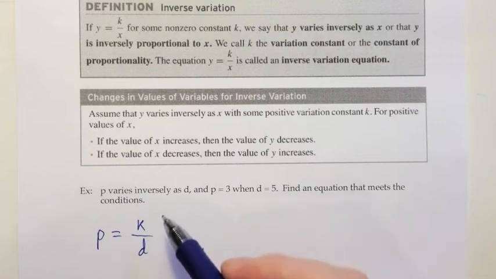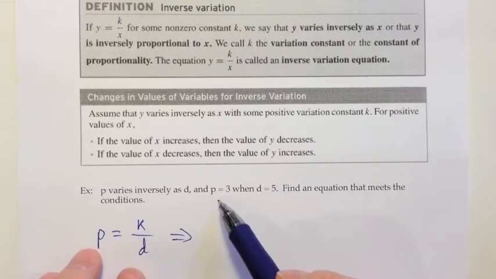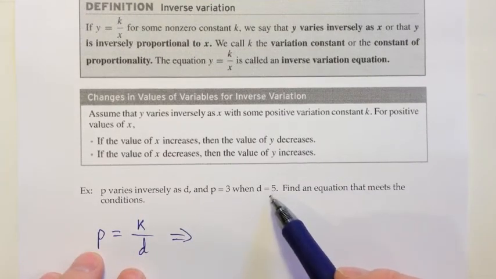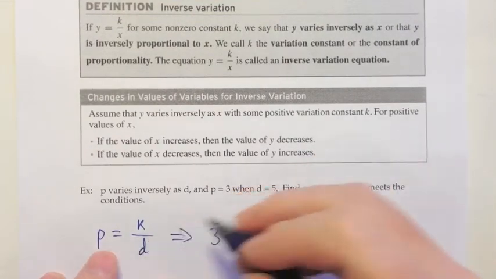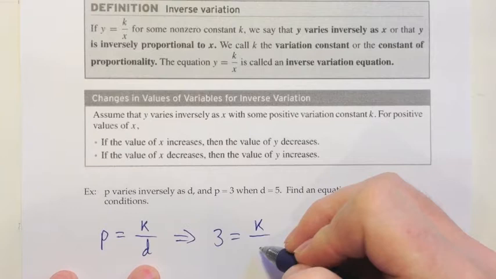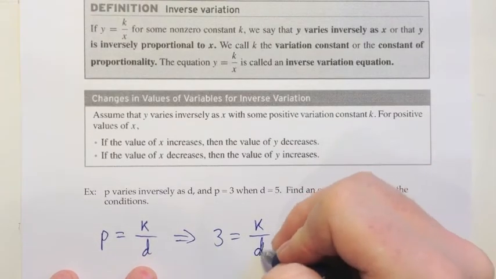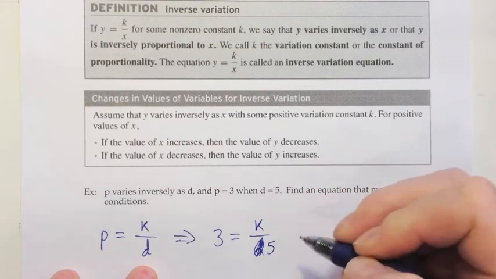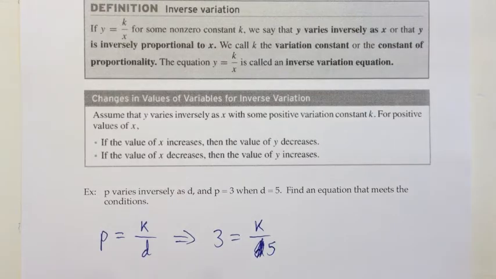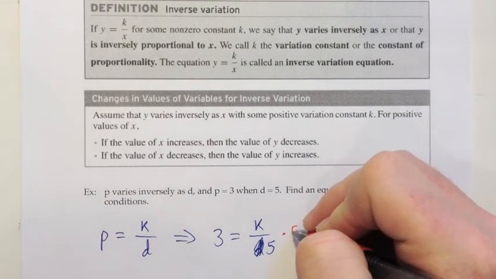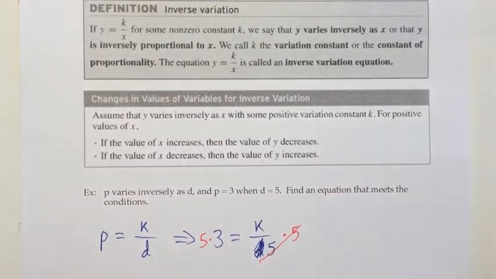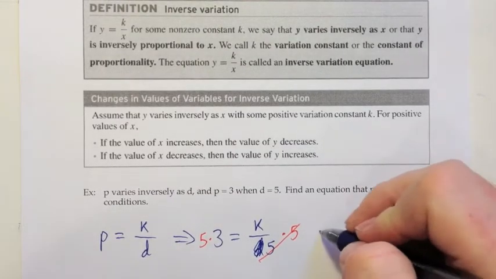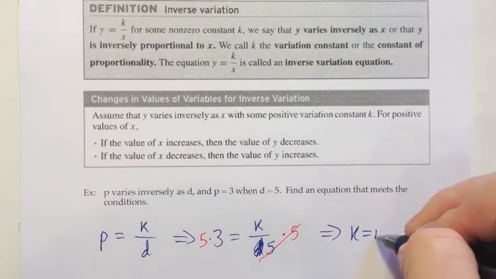Once you get the equation set up, you want to figure out k. So you take the values of p and d that they gave and you substitute those in. So 3 for the p and the 5 for the d. Whoops, supposed to substitute that 5 in there. And then we want to solve for k. So we'd want to clear fractions, so multiply both sides by 5. That would cancel the 5 over here. And then we get k equals 5 times 3, or k equals 15.